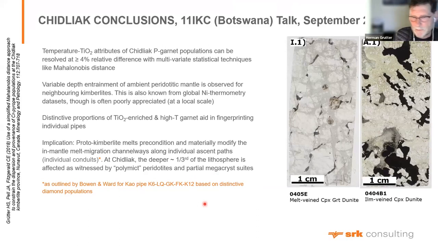And there's the evidence. Here's a melt-veined garnet clinopyroxene dunite. There are the little protokimberlite melts sitting on grain boundaries. And if you start looking at the indicator minerals that are associated with these melt migration pathways, that's a megacrystic clinopyroxene. That's a megacrystic olivine ilmenite. Here's a similar rock type. It's a clinopyroxene dunite. It's ilmenite veined. This is all related to this protokimberlite melt that's ascending through the lithosphere at a very local scale.